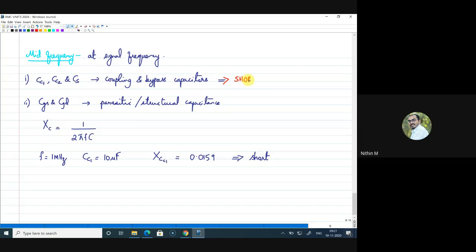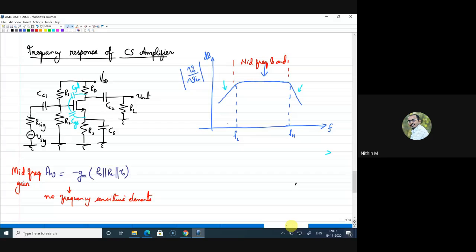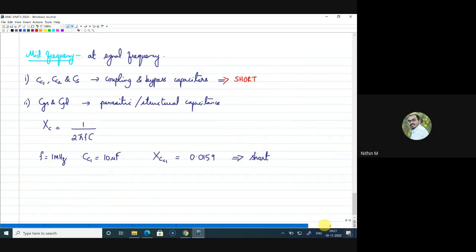The reason is this: at the signal frequency, the typical values we take for these capacitors will give you a very low reactance that results in a short. That is why there is no role for these capacitors in mid frequency. Now you can appreciate why I am saying that this resistance will be bypassed. When I have this capacitor here, we will not consider the effect of this resistance, because in effect there is a short across it, right? The reactance offered by the capacitance is very, very small. This is the first case.